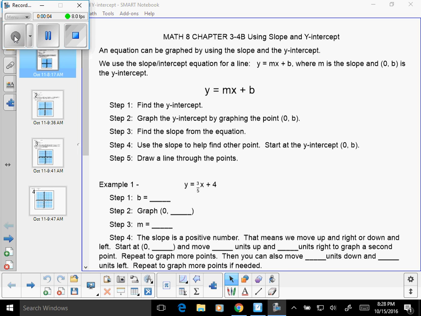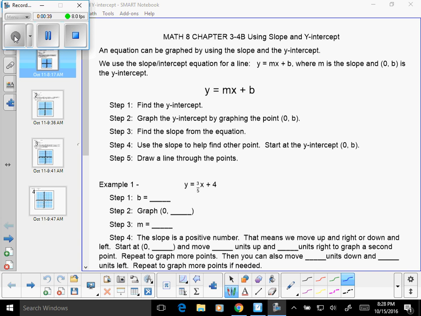Okay, class. In this lesson, 3-4b, we are going to use that slope and y-intercept that you found in 3-4a, and we're going to use that to graph a line. This is how we graph a line so that we don't have to go through and always pick 0, 1, 5, 10, etc. for x and do the calculations and find out what y equals. We can actually use the slope and the y-intercept in order to graph.